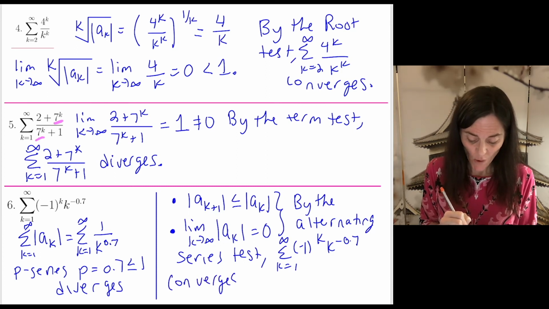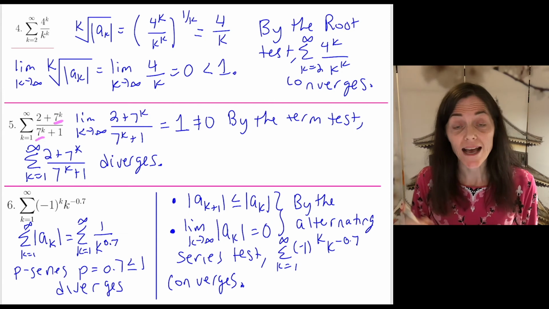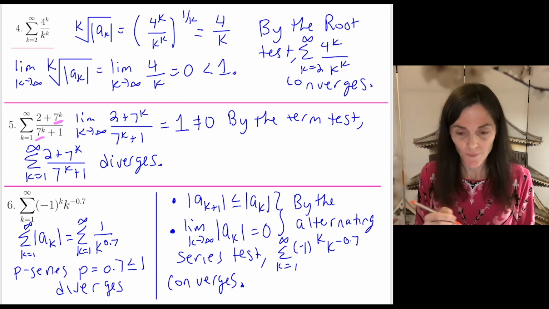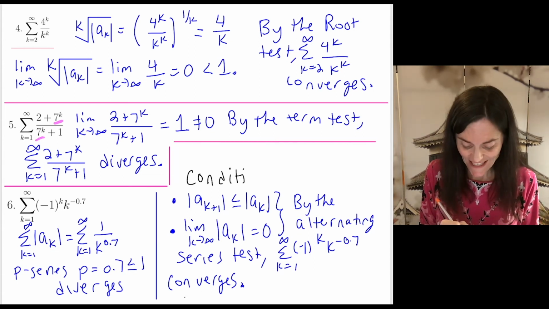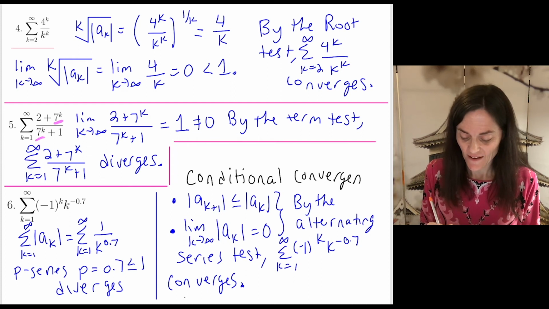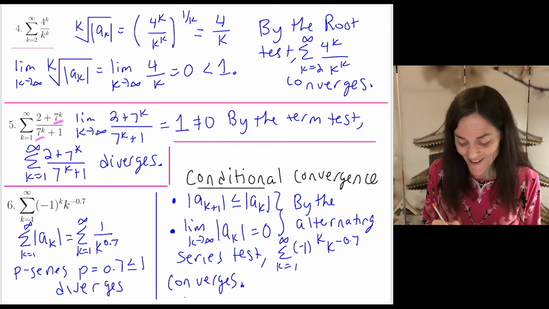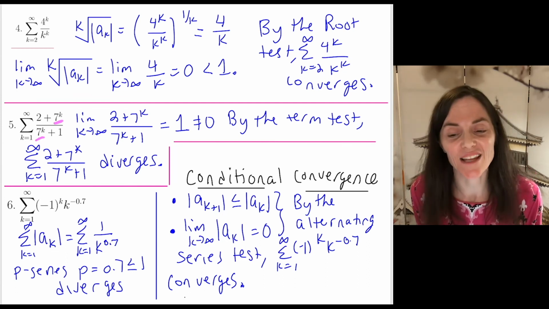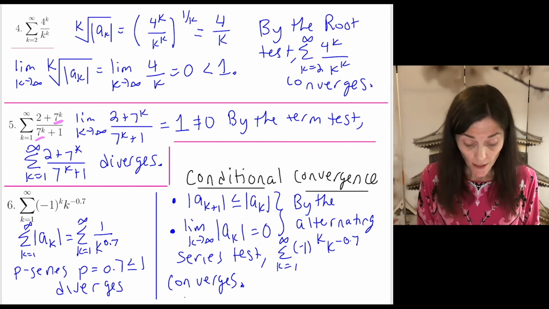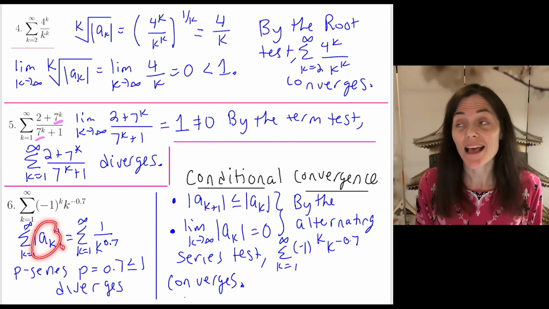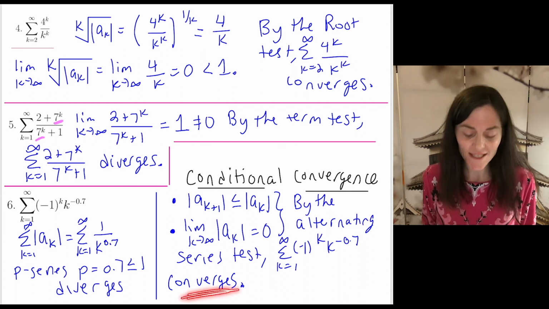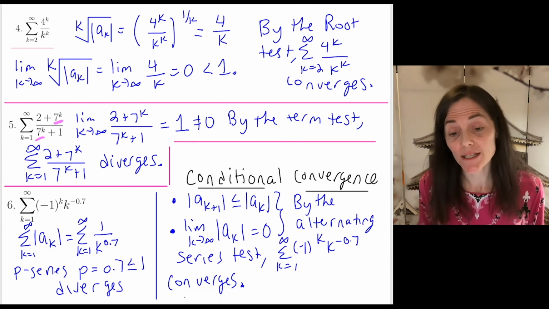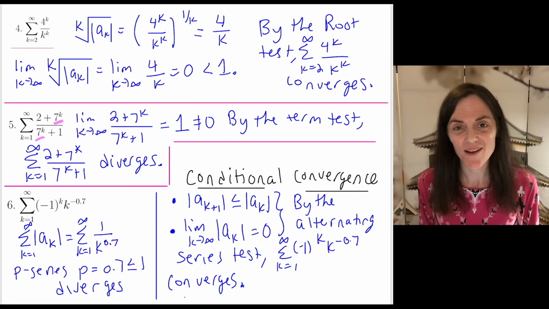Now, what this says is we have conditional convergence. I will write it right here. We have conditional convergence. When you have a series with positive and negative terms such that you take the absolute value of the terms, that series diverges, but the series itself converges. This is exactly conditional convergence, and we see this here in number 6.